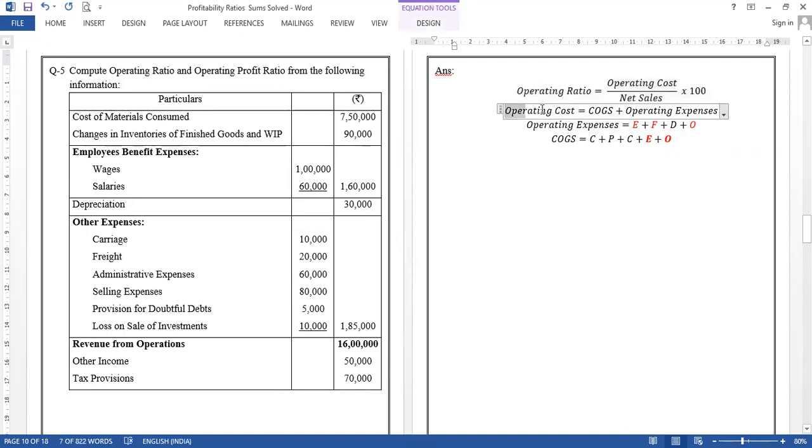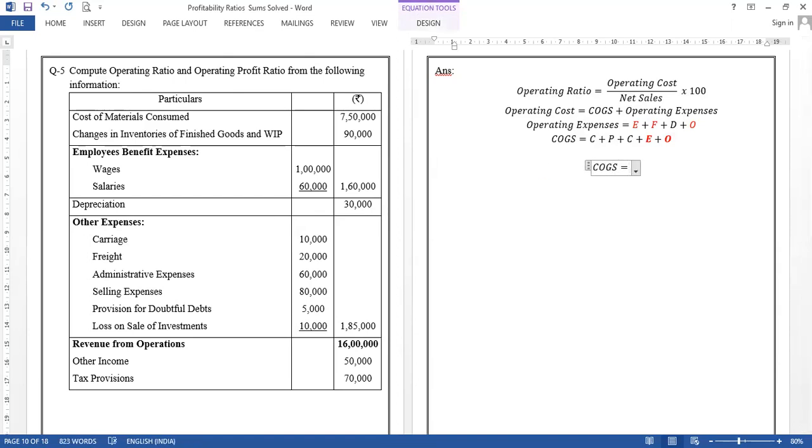Operating cost, we well know now, is COGS plus operating expenses. Operating expenses is EFDO. Some amounts are marked with red. We'll let you know the reason again. And COGS is CPCEO. Let us start working on these items one by one. Let us start calculating COGS first of all.